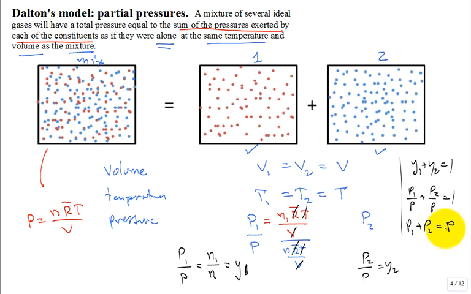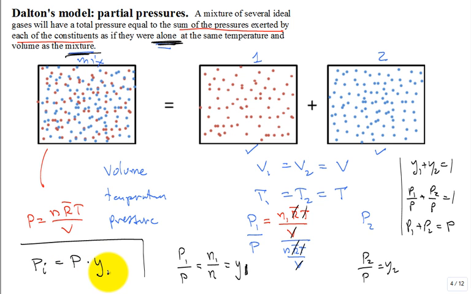How do you calculate the partial pressure? Well, you assume that it's as if it were alone at the same temperature and volume as the original mixture. How do we use this a lot? If I unravel this equation right here, I can say that the partial pressure of component i is equal to the total gas mixture pressure multiplied by the mole fraction. That's how we use that a lot.